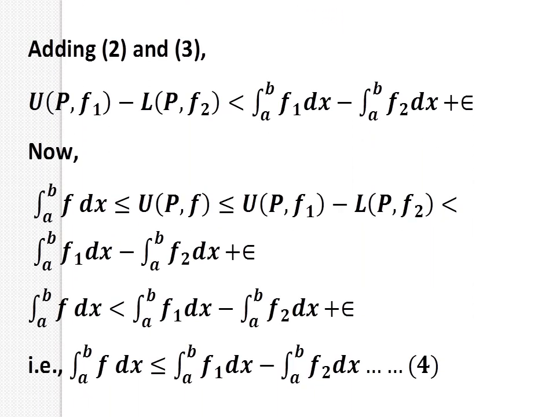Adding 2 and 3, we get upper limit of f1 minus lower limit of f2 is less than integration of f1 from a to b minus integration of f2 from a to b plus epsilon. Now, as f is integrable, integration of f will be less than or equal to upper limit of f. Thus, integration of f from a to b is less than or equal to upper limit of f, which is less than or equal to upper limit of f1 minus lower limit of f2, which is less than integration of f1 from a to b minus integration of f2 from a to b plus epsilon.